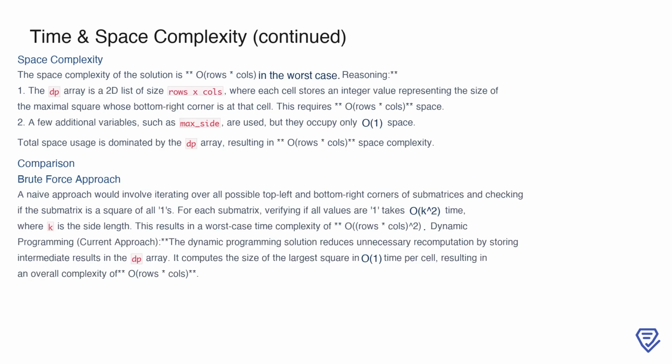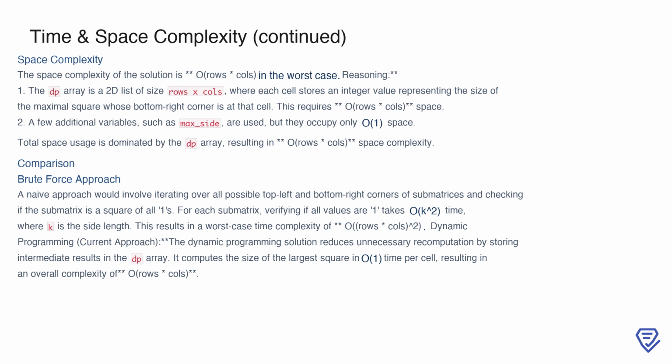Now, let's explore the space complexity of the dynamic programming solution, which is primarily determined by the dp array. This array is a 2D list with dimensions rows x cols, where each cell holds the size of the largest square ending at that position. As a result, the space required for the dp array is O(rows * cols). Apart from this, we use a few additional variables, such as max_side, which take up constant space, or O(1). The dominant factor in our space usage remains the dp array, giving us an overall space complexity of O(rows * cols).